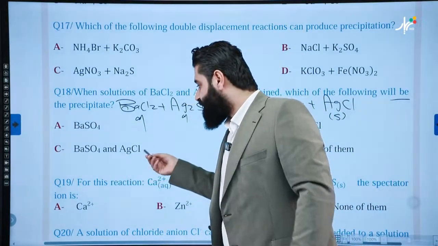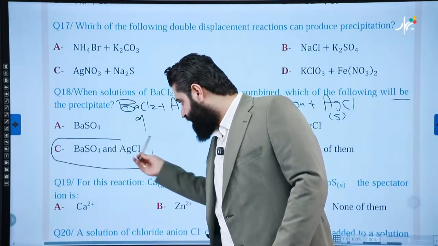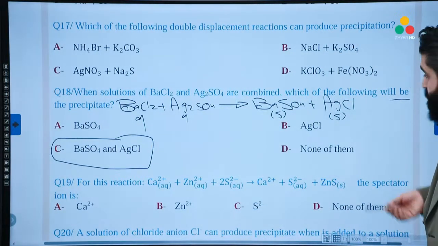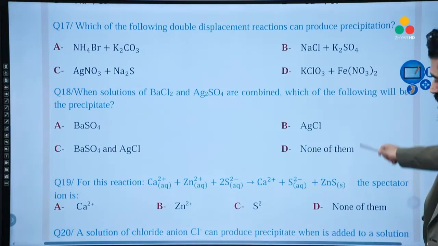BaSO4 and AgCl together? Yeah. This is the most correct answer. D, none of them? No. Okay? So C is the correct answer.